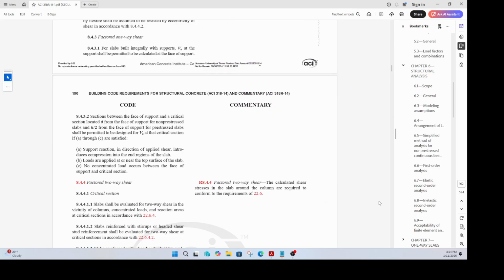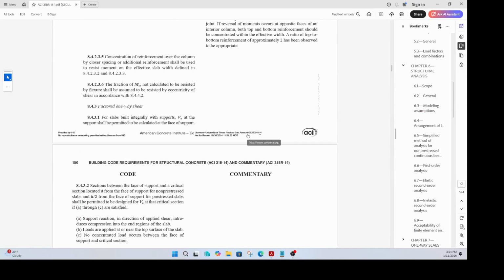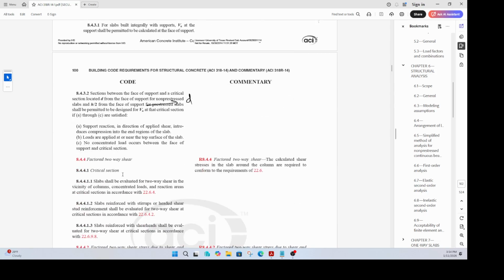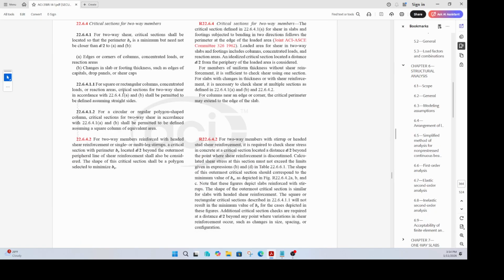Okay. So in short, one-way shear happens at a distance d from the face of the support, whereas two-way shear happens at a distance d/2 from the face of the support. Where is that detail? I think we have to go to that section to really understand. Okay, so that's where this information is. Two-way shear critical section shall be located at perimeter b0, which is at a distance d/2 from the face of the support.